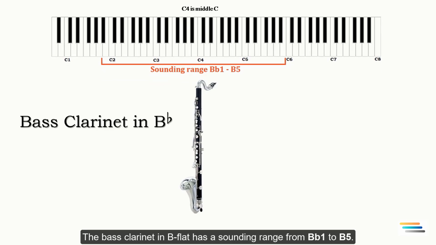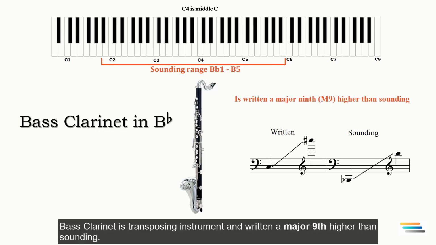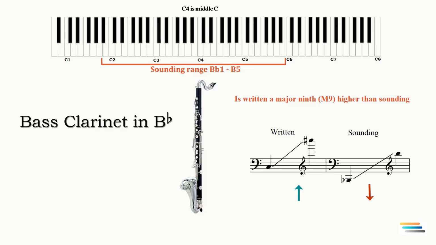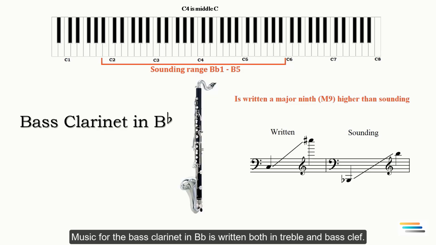Bass clarinet in B flat. The bass clarinet in B flat has a sounding range from B flat 1 to B5. The bass clarinet is a transposing instrument and is written a major ninth higher than sounding. Music for the bass clarinet in B flat is written both in treble clef and bass clef.